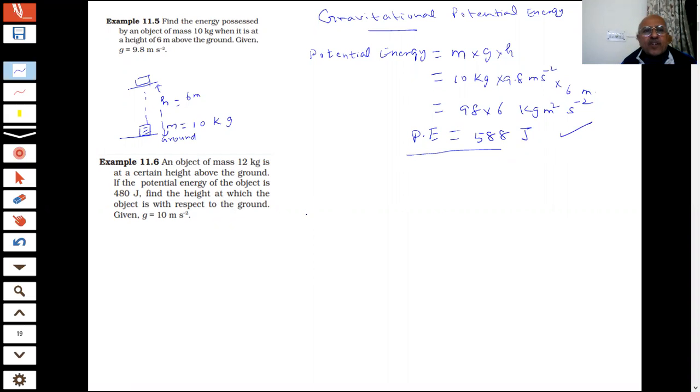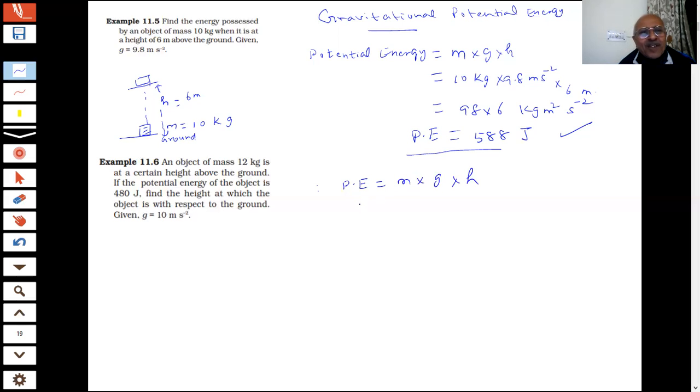All right. Next question before you, students. An object of mass 12 kg is at a certain height above the ground. If the potential energy of the object is 480 joules, find the height at which the object is with respect to the ground, students. You are given 1 to 2 minutes to answer the question. Your time starts now. So 4 meter is the answer. Okay, Vidhi, what is your answer, Anya? Sir, 4 meter per second. Okay, so great, guys. Good answer given in such a short period of time.